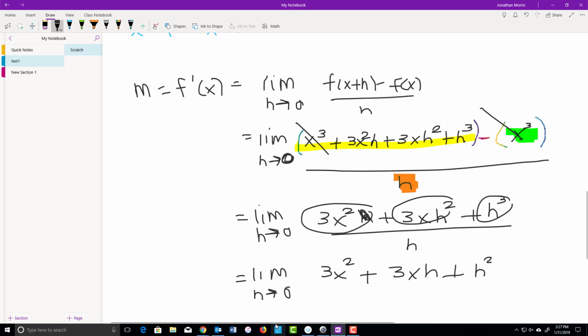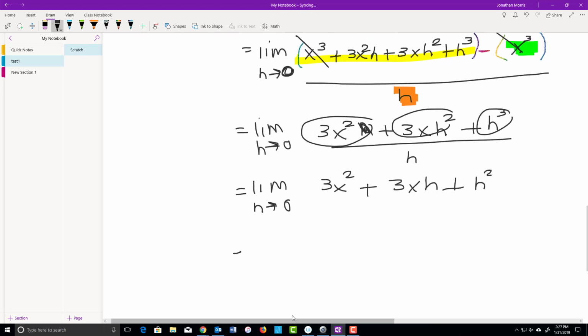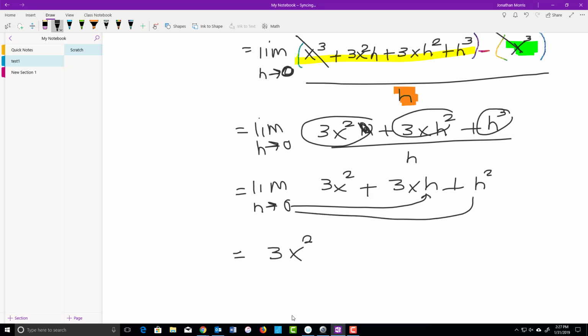So now I'm ready to evaluate my limit using direct substitution. The limit is equal to 3x squared. And that's weird, all of that work just to get this. But see, if you plug this 0 in right here for h, and then right here for h, well 3 times x times 0 is 0, and then 0 squared is 0, so 3x squared plus 0 is just 3x squared. This is f prime of x. This is the derivative. Right there, that's it.